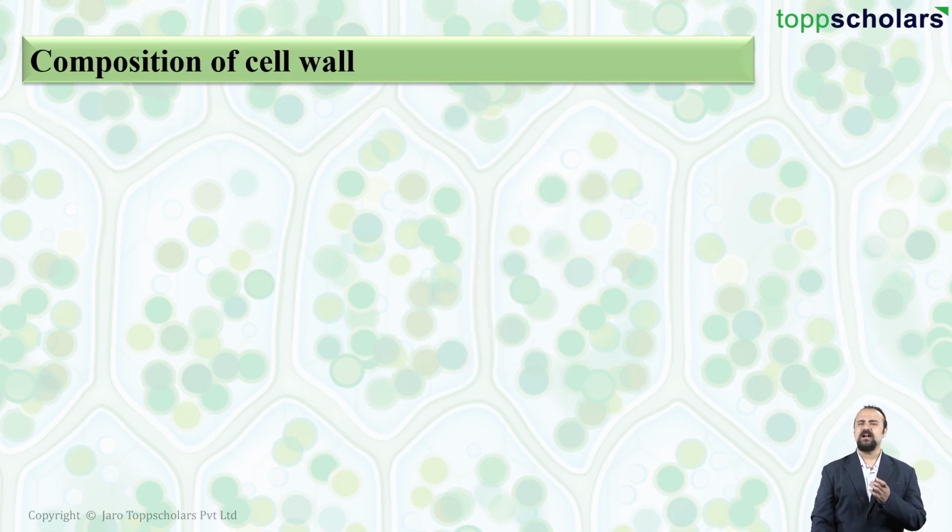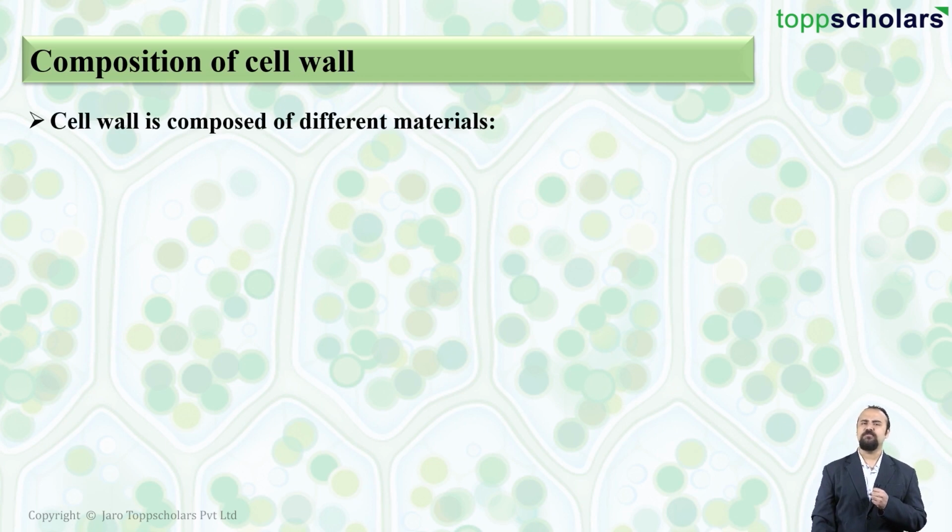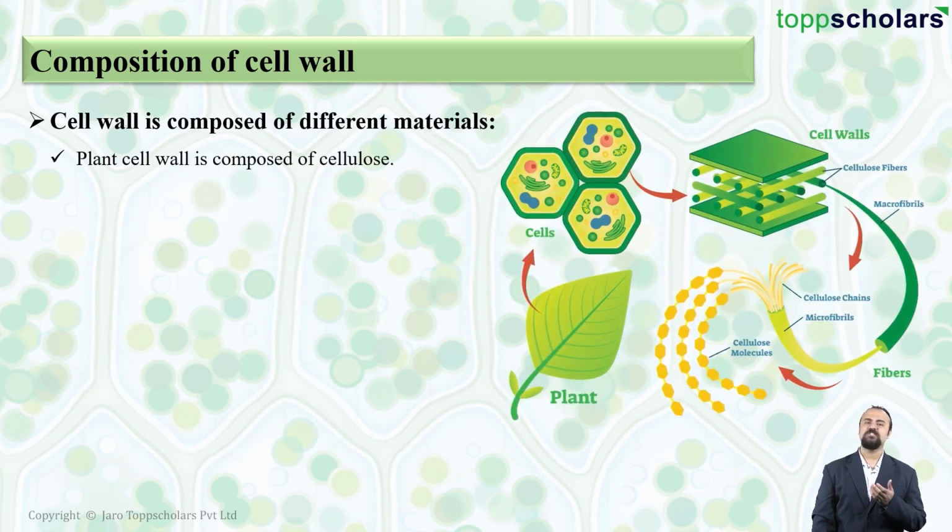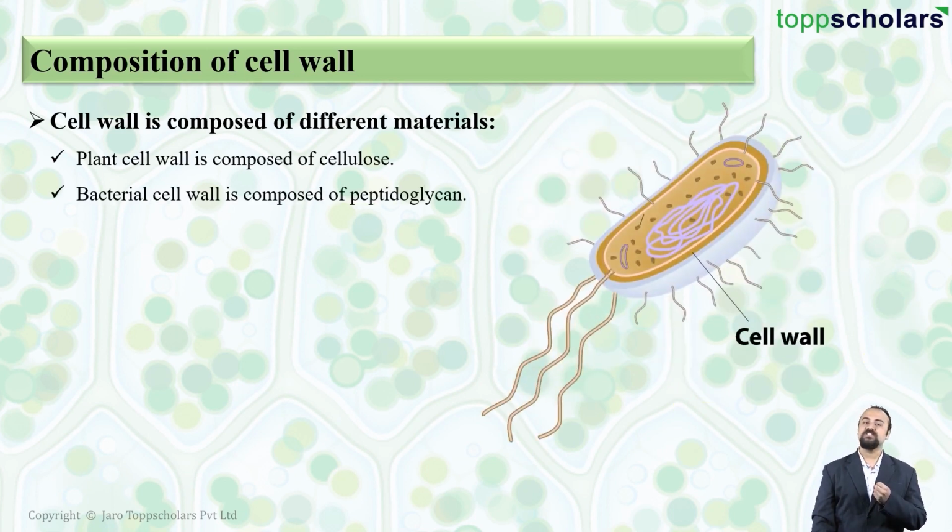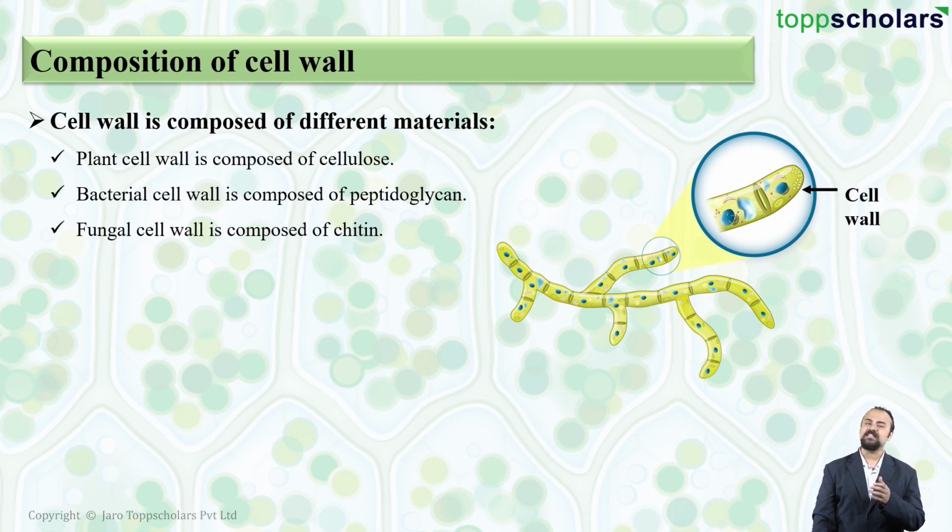Next, students, let us see the composition of the cell wall. In case of plants, the cell wall is made up of cellulose, which is a polysaccharide. Next, in case of bacteria, the cell wall is made up of peptidoglycan, which is a composition of proteins and carbohydrates. And finally, students, the fungal cell wall is made up of another polysaccharide known as chitin.